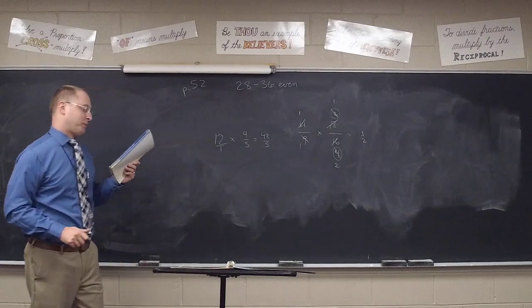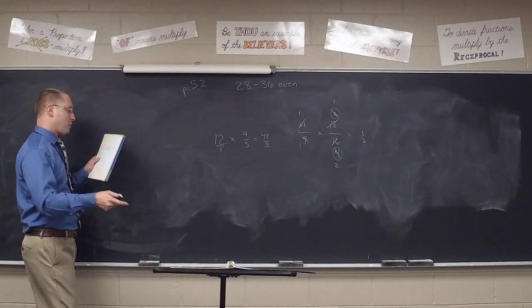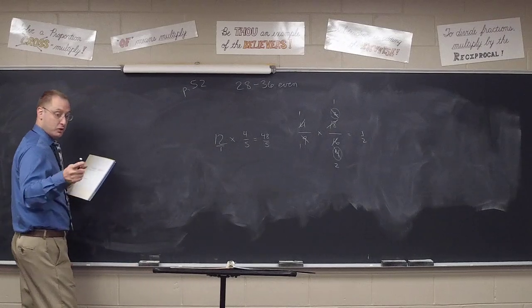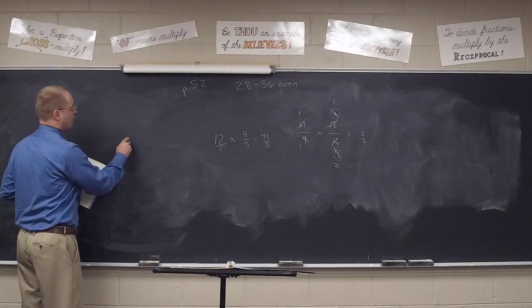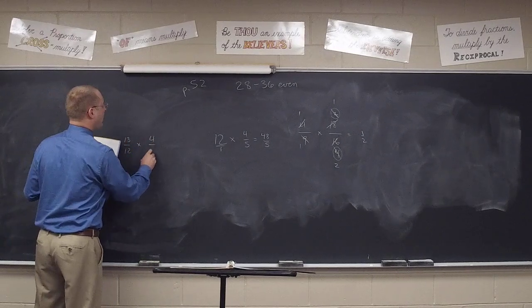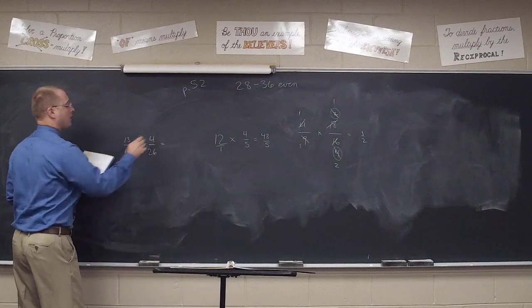Number 36. We can't multiply mixed numbers like that. So Paige, we had to change 1 and 1/12 into 13 over 12. And what can we cancel here, Paige?